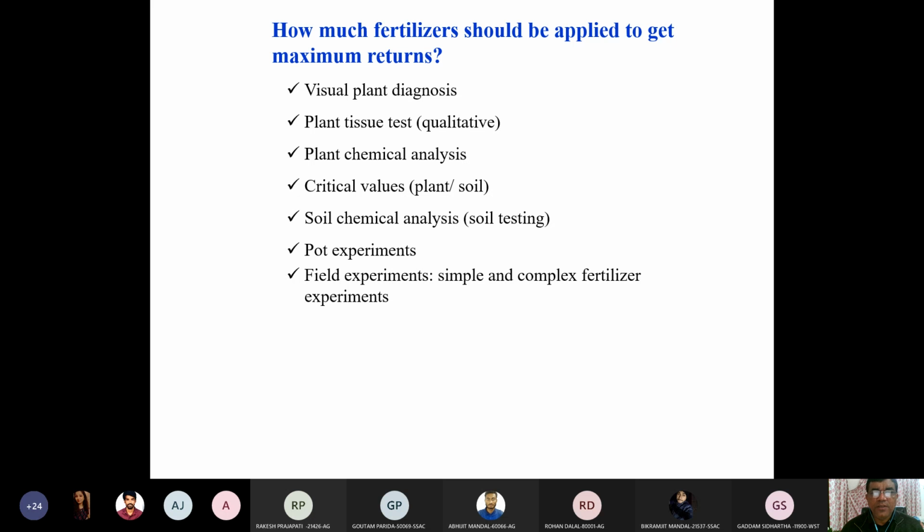For example, as I told you, for rice at tillering stage there should be about 2% nitrogen in the rice tissues. So through plant chemical analysis, we can know the critical values of a particular nutrient. That is the difference between plant tissue test and plant chemical analysis.